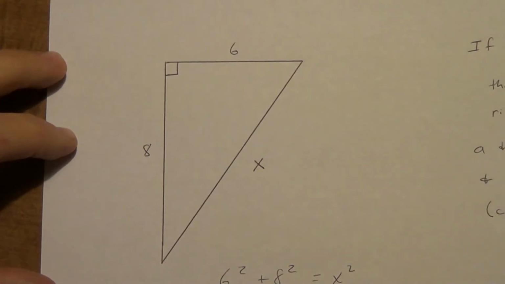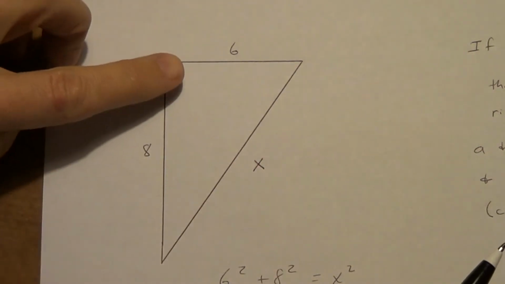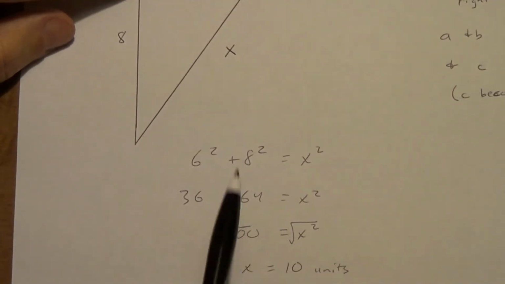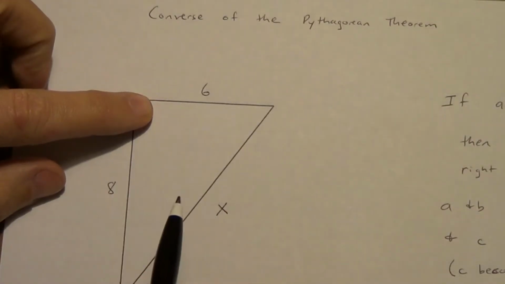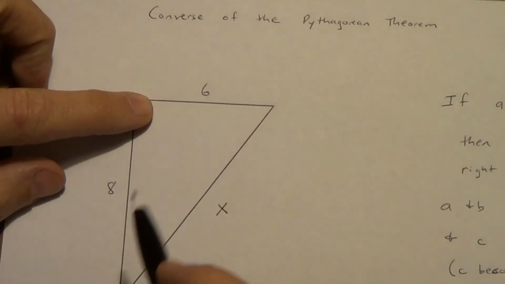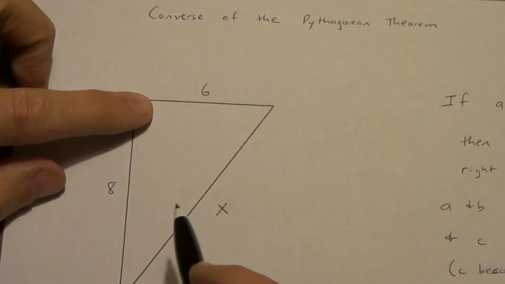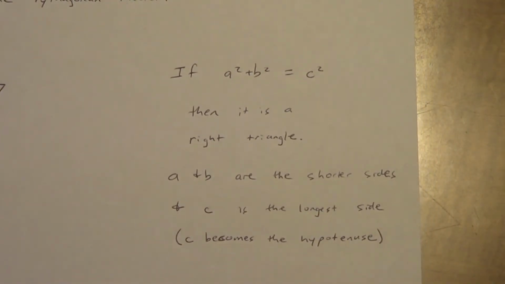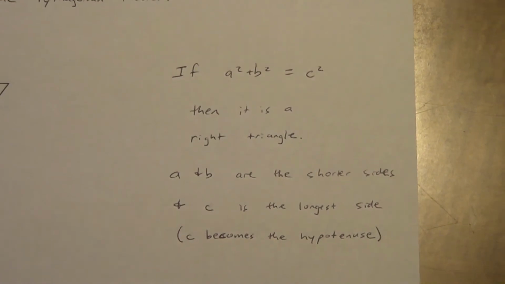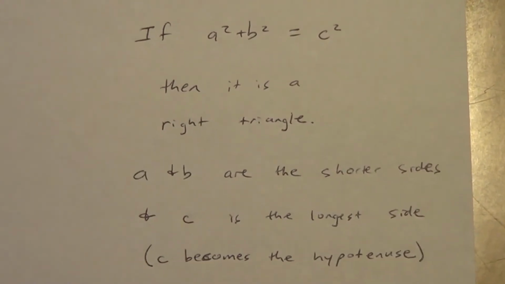Now what the converse says is we don't really know we have a right angle here. So we kind of cover that up. But if this side is 10, then it would make this work in the Pythagorean theorem. 6 squared plus 8 squared does equal 10 squared. So therefore, it has to be a right triangle. So it just does things backwards. All right? We're familiar with that with converses. So if a squared plus b squared equals c squared, then our triangle is a right triangle.